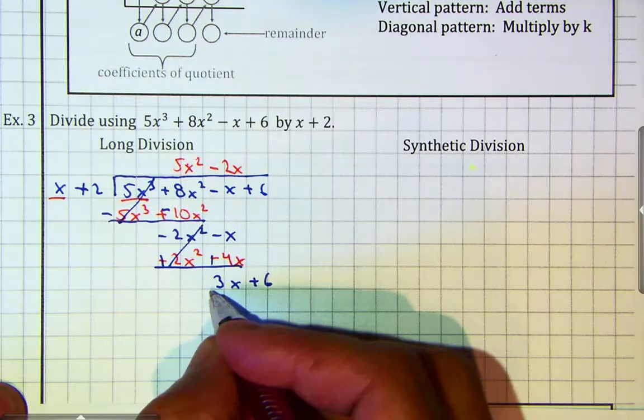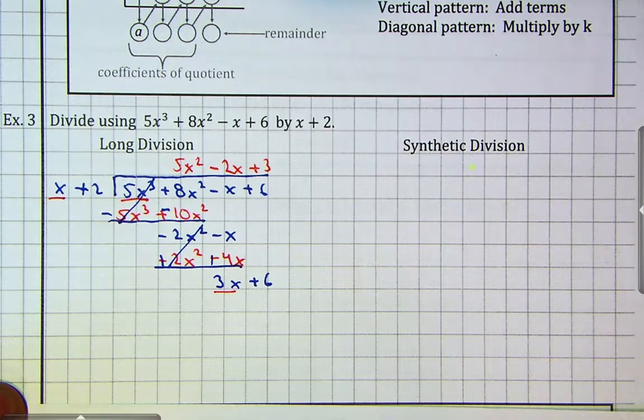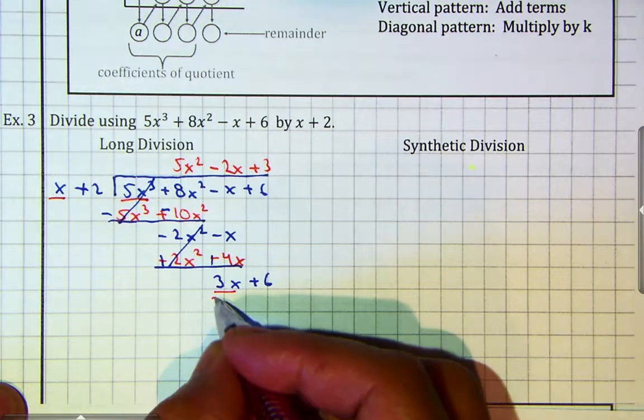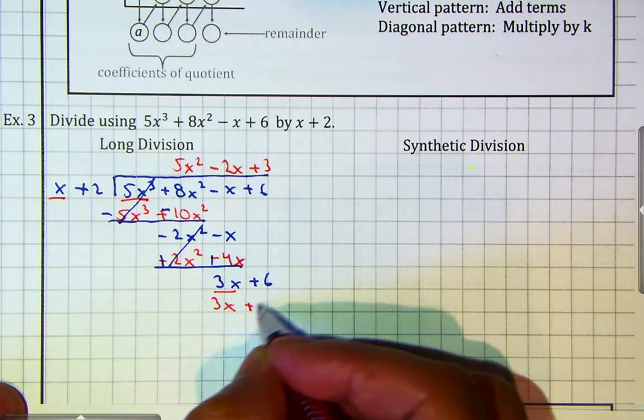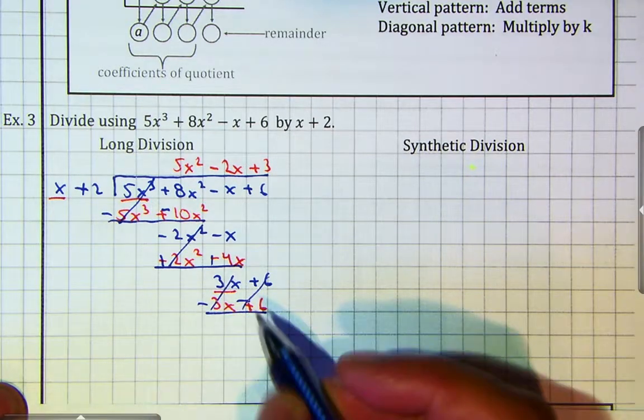X multiplied by 3 is 3x. 3 times 2 is positive 6. Multiplied by negative 1. Cancels, cancels, so my remainder should be 0.